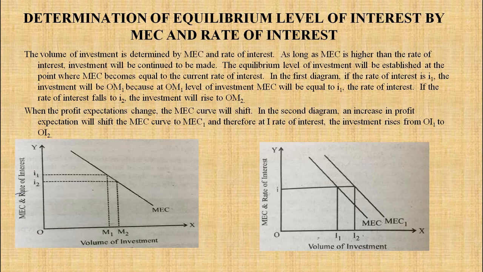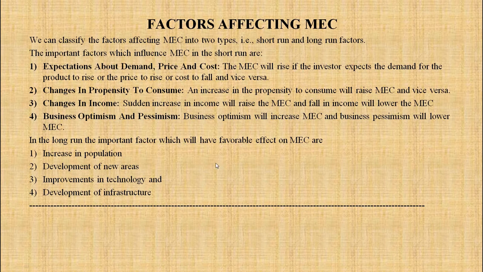Now in the next point, we will discuss what are the factors affecting MEC. We can classify the factors into two types, short run and long run factors. The important factors which influence MEC in the short run are expectations about demand, price and cost. The MEC will rise if the investor expects the demand for the product to rise or price to rise or cost to fall, and vice versa.